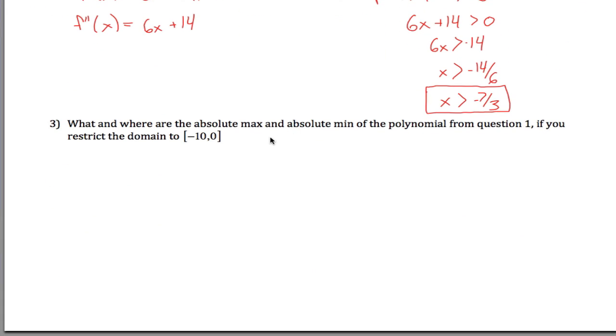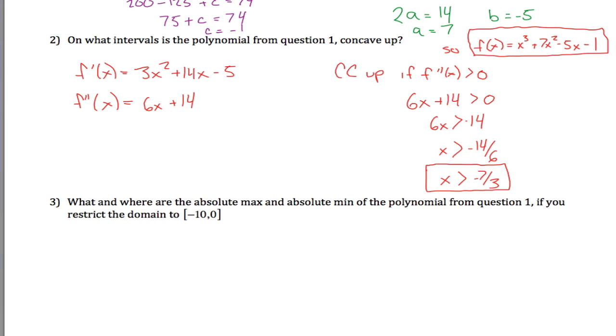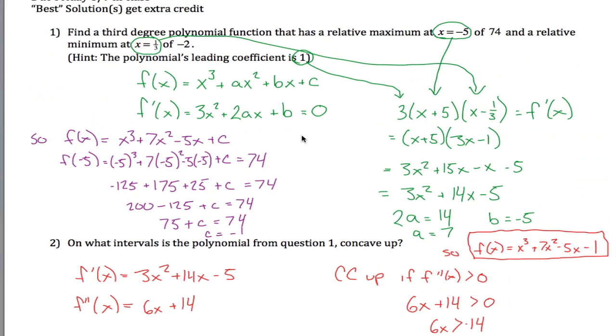What and where are the absolute max and absolute min of this polynomial if you restrict the domain to negative 10 to 0? Okay, absolute max or absolute min is going to come at a critical value or an endpoint. So maybe I write that in blue. Absolute max slash min happens at a critical value. We know what the critical values are, as given to us in the problem.